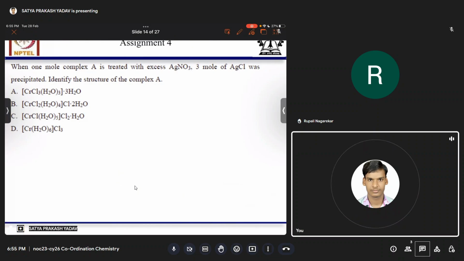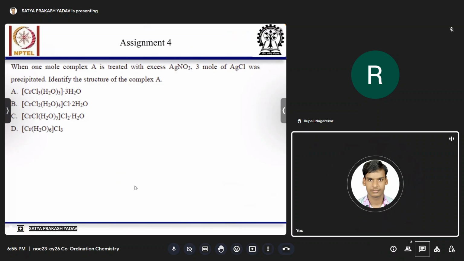Now we'll go to the next question. When a molecule is treated with AgNO3, 3 moles of AgCl are precipitated. Identify the structure of complex A. So 3 moles of AgCl forming means 3 Cl should be outside the coordination sphere, in the ionization sphere, 3 Cl should be minus. So this is the correct answer directly.